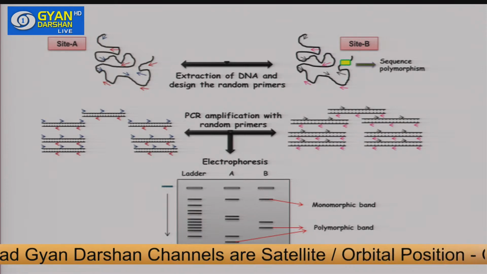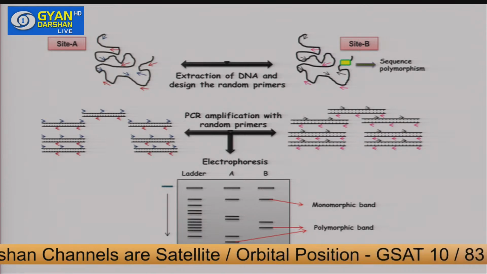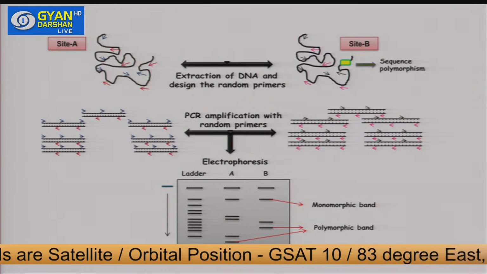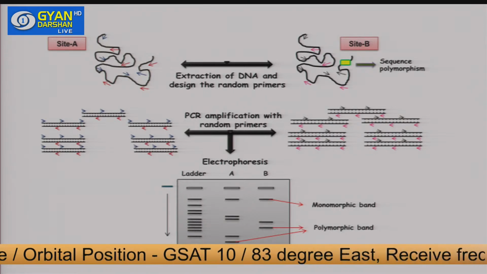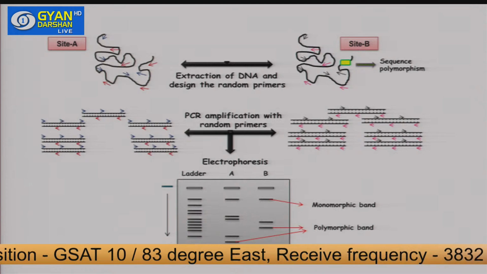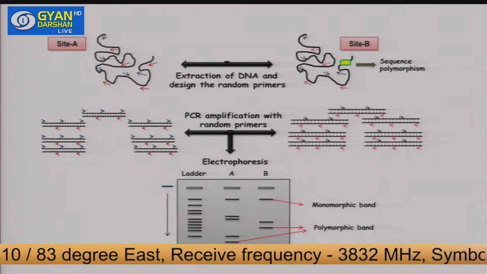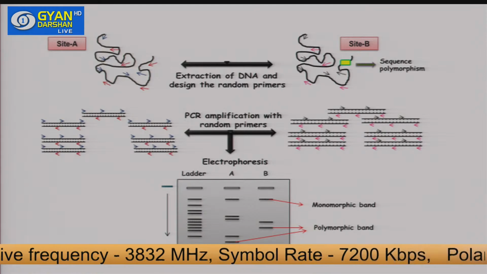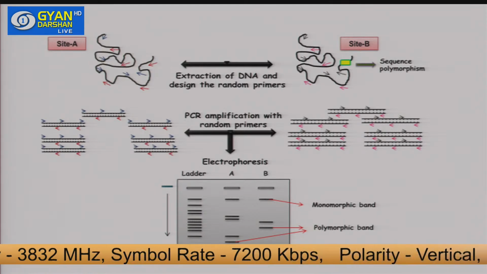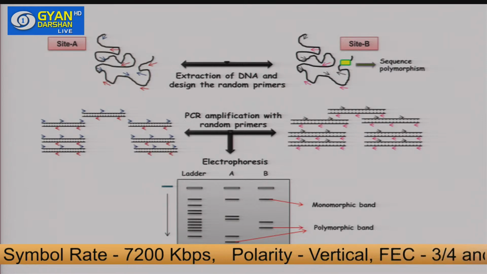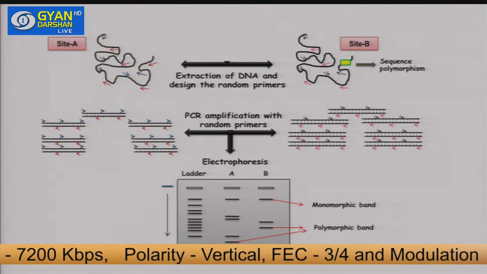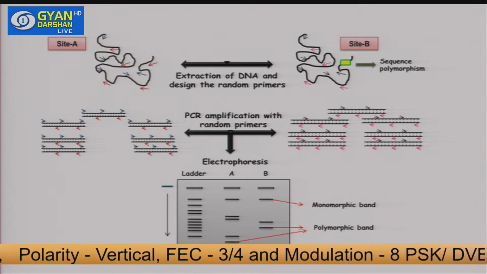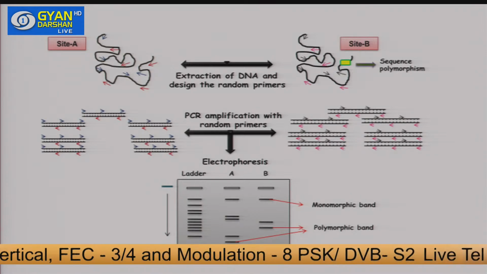And then you can run the agarose gel, and you can see from the figure that you have a monomorphic band. Monomorphic means which is the same in both the samples A and B. But polymorphic band which may not be present in one sample. Like in A, you have one band, but in B, you don't have that band. So that becomes the polymorphic band. And therefore, this is a technique which is used to detect polymorphism.